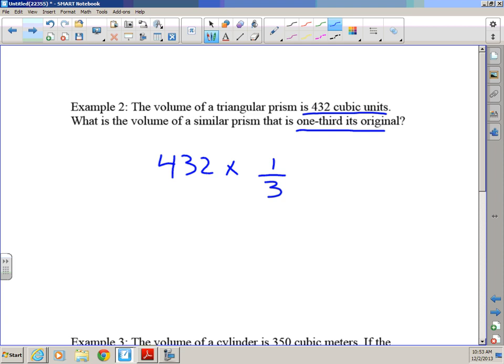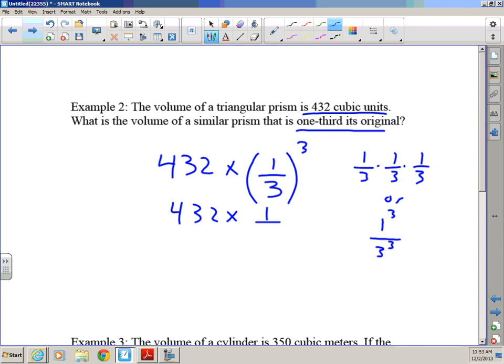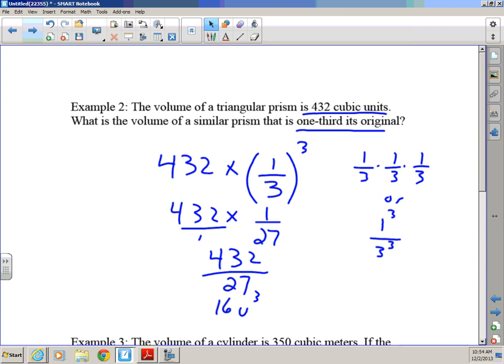But since it's the volume I'm dealing with, it's 1/3 cubed. Now, how would you do this? 1/3 cubed means 1/3 times 1/3 times 1/3, or 1 to the 3rd power and 3 to the 3rd power, which is 1 over 27. Then, when I'm multiplying these, I multiply straight across, and you'll see that your new volume is 16 units cubed. Okay?